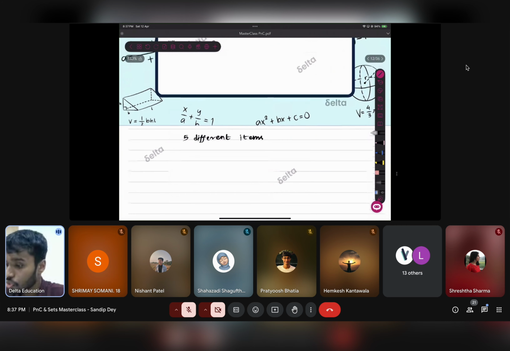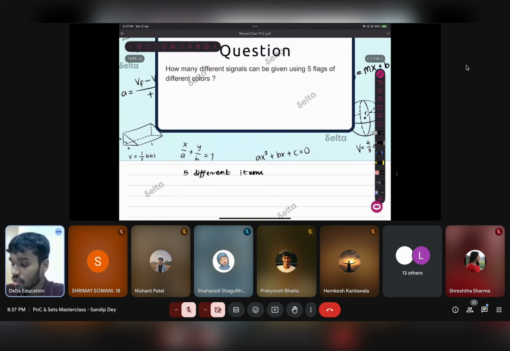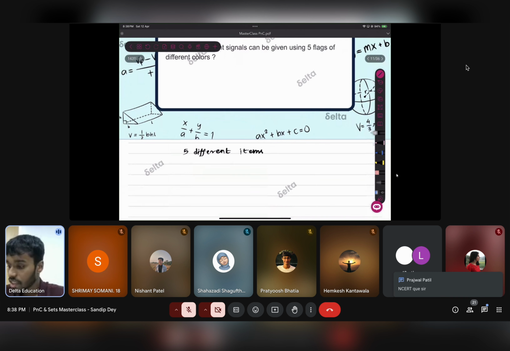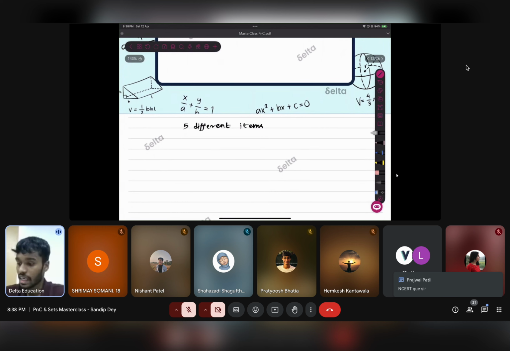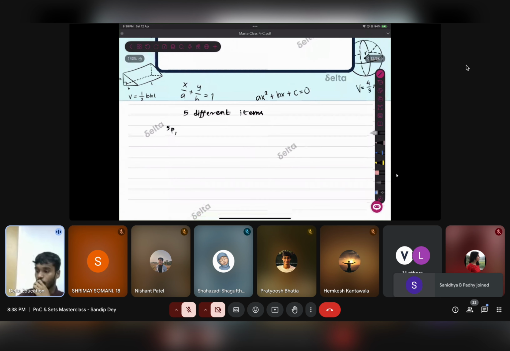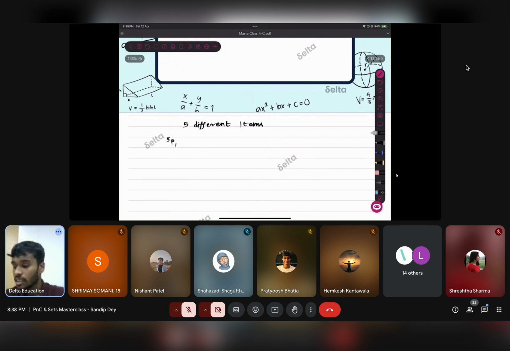So what I am going to do is, see, you have 5 different items, you have one place to fill. So how many ways can I arrange it? I will get 5P1 if I am taking only one item to give the signal. Then for 2 items, I will have 5P2, then 5P3, then 5P4, then 5P5, right? And the addition of all this will be the answer. Okay.